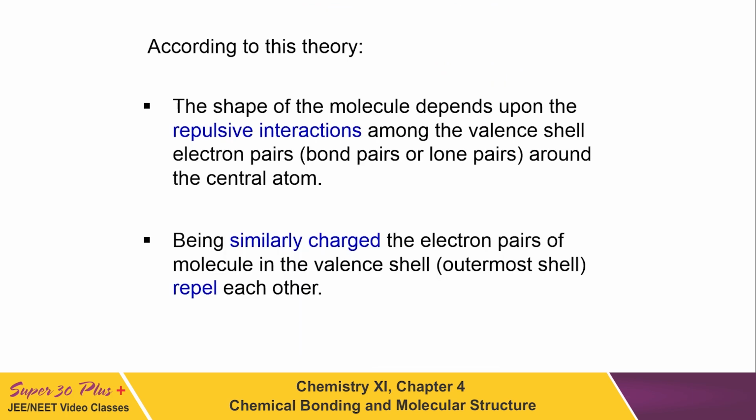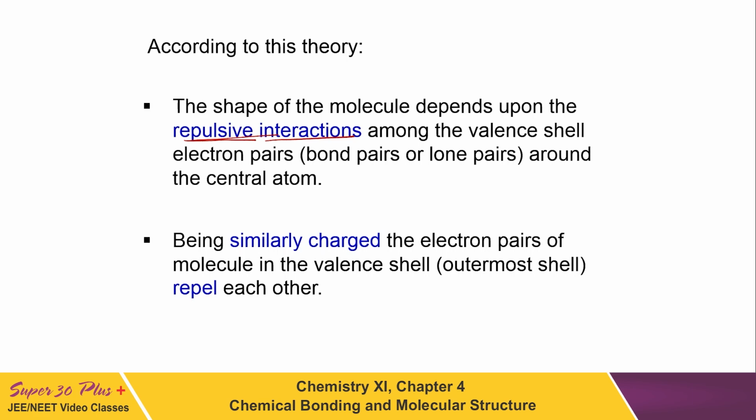So what are the features of this theory? This theory says the shape of the molecule depends upon the repulsive interaction. It means there is always a repulsion between electrons of the species. Because of this repulsion, the molecule attains a geometry. So the shape of the molecule also depends upon the interaction between them, right?